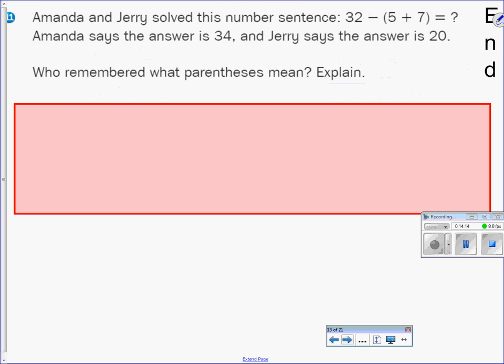All right, and the last one, it says, Amanda and Jerry solved this number sentence, 31 minus 5 plus 7 equals question mark. Amanda says the answer is 34, and Jerry says the answer is 20. Who remembered what parentheses mean? Okay, so if I look at this, they have parentheses there, so it has to be 12. So I'm going to do 32 minus 12, and that equals 20, because remember, I do my parentheses first.